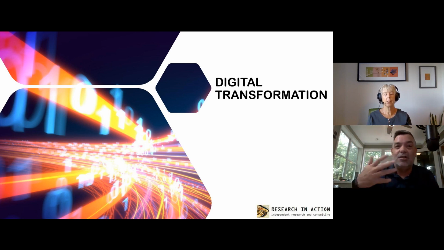It's not just your ERP. It's how you look at how things flow through your organization and how that can be digitally transformed. And that's the same when it comes to software development and delivery.